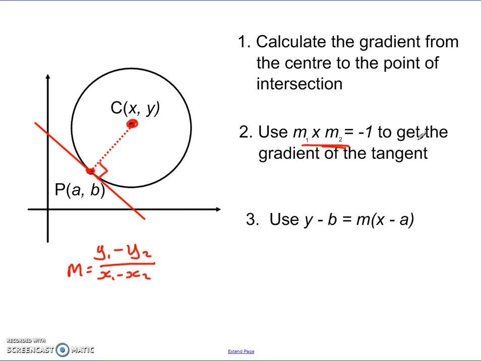Once we've got that, we have the gradient of the tangent. We've got a point of intersection, A, B, which we'll use from the point where it touches. We can then plug it into the y minus b equals m bracket x minus a formula, and we get our equation of our straight line.